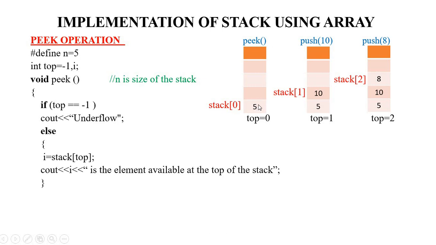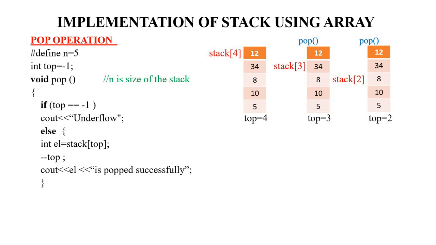What is the value available at stack of 0? 5. So I'm saving it in the 5, and I'm displaying it as the element available at the top of the stack, which means the output will be 5. The element available at the top of the stack will be our output. The next operation is the pop operation.